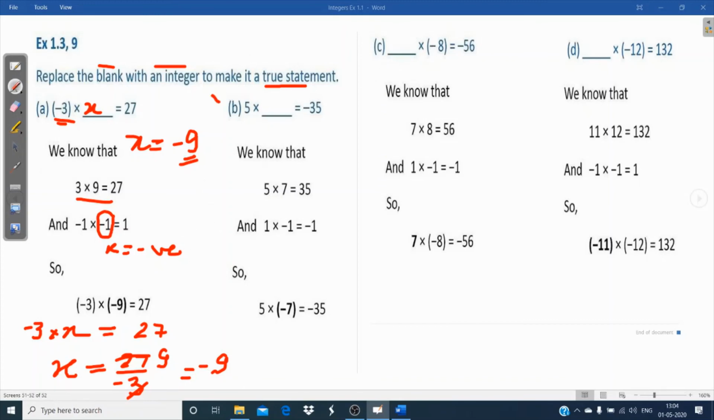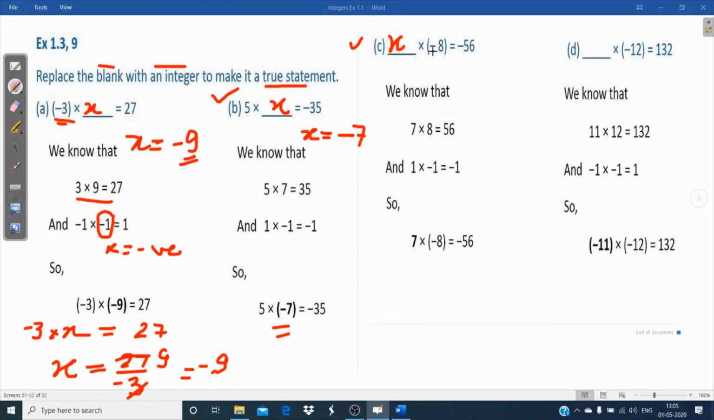Now in second part, 5 is multiplied by an unknown integer, then you should get minus 35. Now this integer should be negative, then only plus and minus will give minus. Now we understood one hint that this integer is negative. Now 5 sevens are 35, so minus 7. Your final answer is minus 7. Similarly in C part, again an unknown integer is there. With this unknown integer, you have to multiply minus 8 so that you get minus 56.